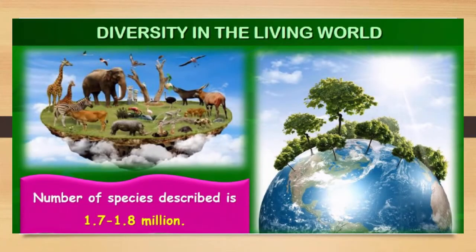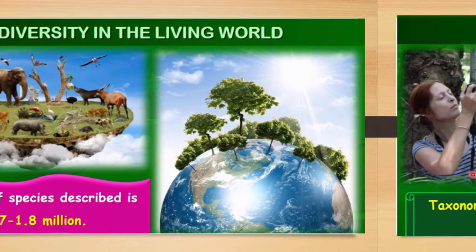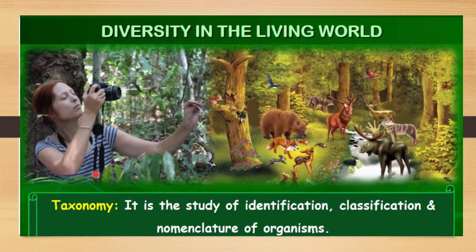The number of species described on the earth is 1.7 to 1.8 million till now. Now, if we want to study the diversity in the living world, then a very useful terminology is taxonomy. So let me explain what taxonomy is.